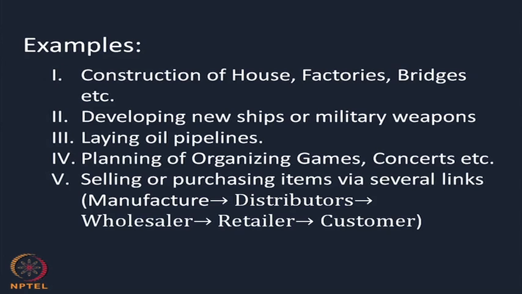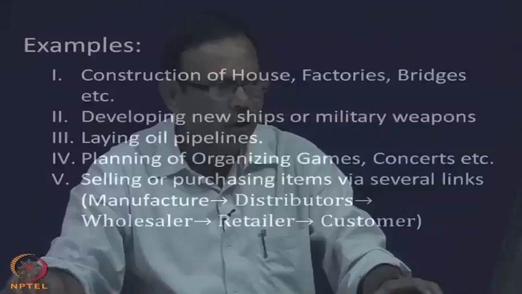Via several links means a manufacturer is producing a particular item. From the manufacturer, it goes to the distributor. From the distributor, it goes to the wholesaler. From the wholesaler, it goes to the retailer. From the retailer, it comes to the customer. So, different forms are available, and in the project you have different subsections and I have to complete these subsections. Basically, whenever a project is given to us, we are interested in how to complete the different activities of the project either sequentially or parallelly to achieve the predefined goals.